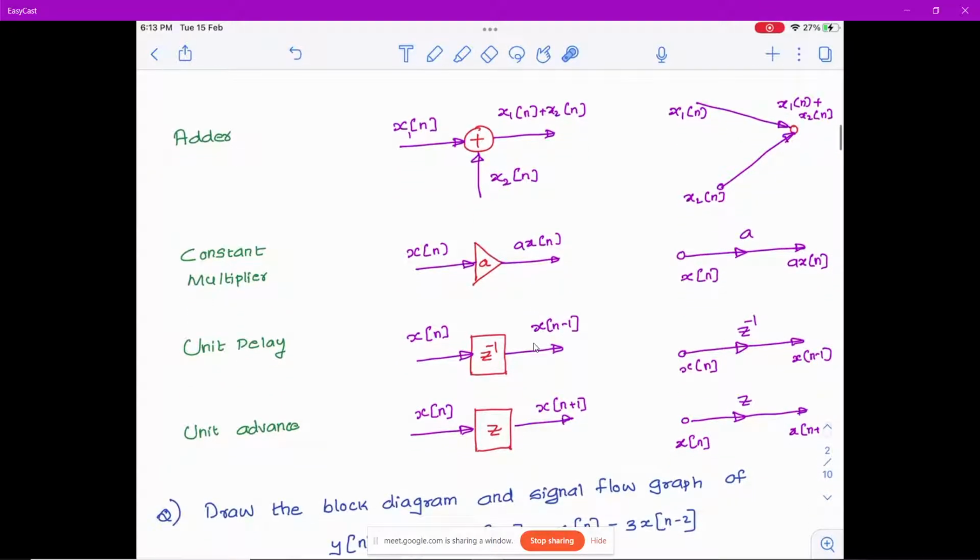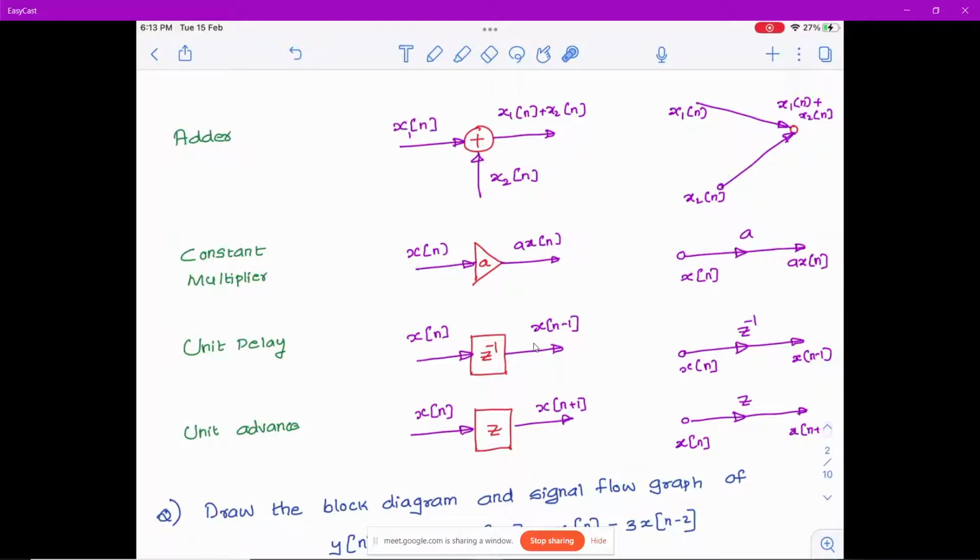Unit delay means when you pass x of n to a block which is represented as z raised to minus 1, the output of this block is x of n minus 1. It means that it has delayed by 1 unit. So the representation of the unit delay is z raised to minus 1. Or in general, in signal flow graph, you represent it as an arrow. On the top of the arrow, you have z raised to minus 1. So x of n becomes x of n minus 1.